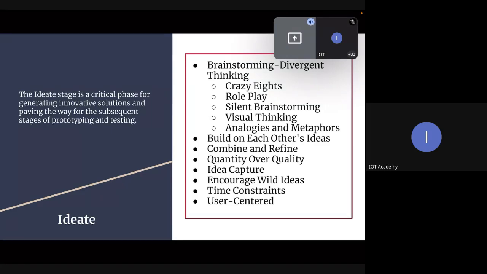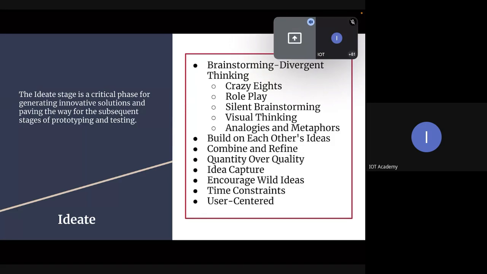After you've brainstormed, you build on each other's ideas, you combine and refine the ideas. Remember, at this point, it is all about quantity. And there is no judgment at this point. You're not saying, oh, your idea is not good, or our idea is good. No, all the ideas are good, all the ideas are wonderful.